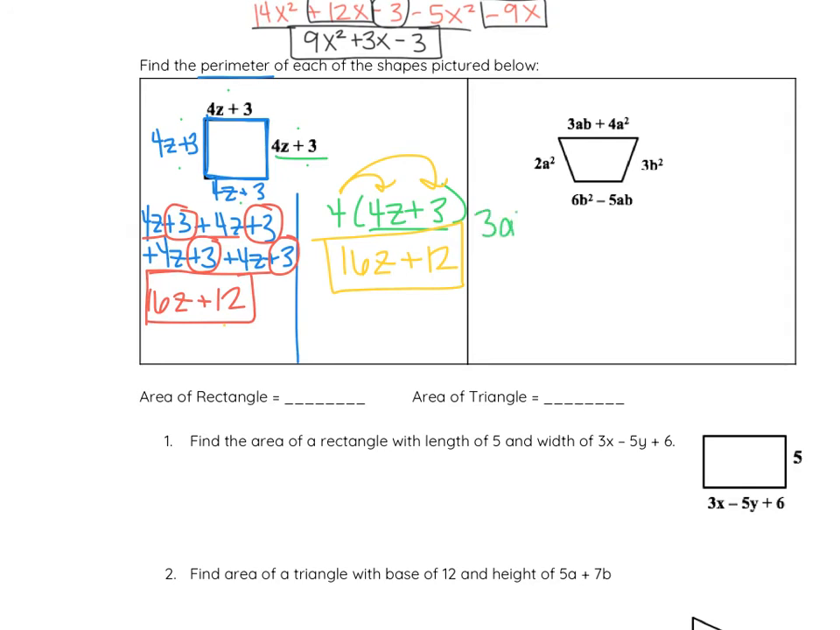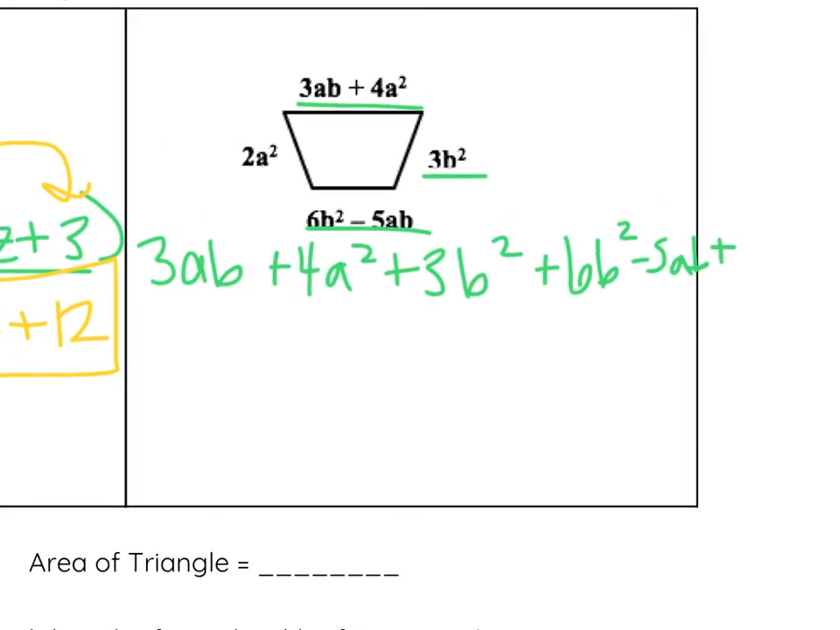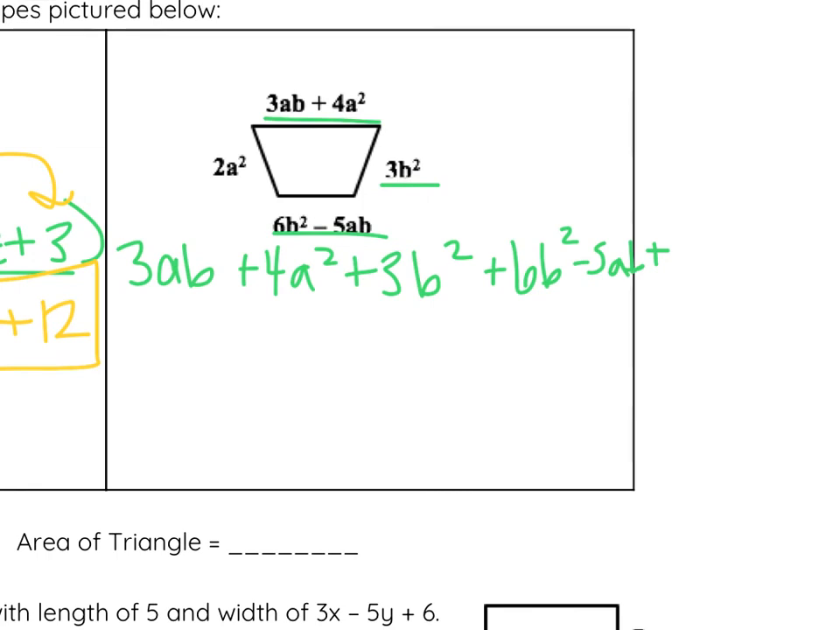So 3ab plus 4a squared. So that's this side. I'm going to do plus 3b squared plus, let's do the bottom here, 6b squared minus 5ab. I'm running out of space, sorry. Let me zoom in, maybe I can do it that way. Plus 2a squared. So I've added up all the sides.